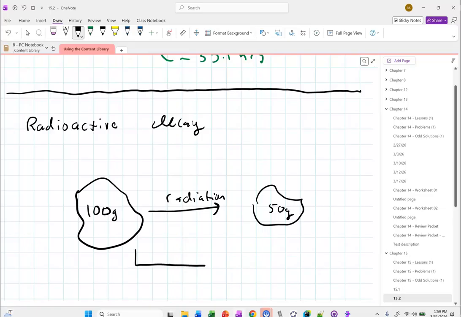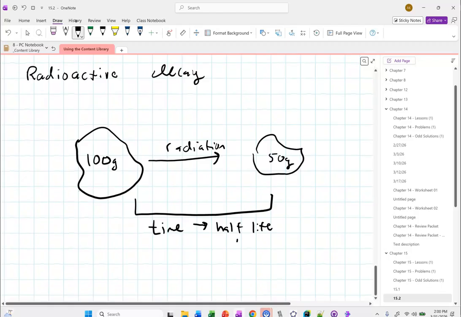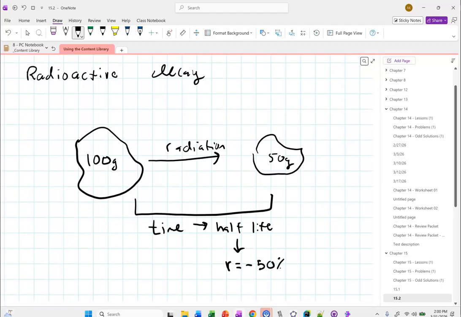But the time it takes to lose half of its mass, we call a half-life. Is this the part of class where you're going to make me regret taking physics instead of chem? Nope. Because all this matters to you is when you hear the word half-life, you just think R is negative 50%. Everybody's okay? That's the key for us. Half-life means that R is negative 50%.